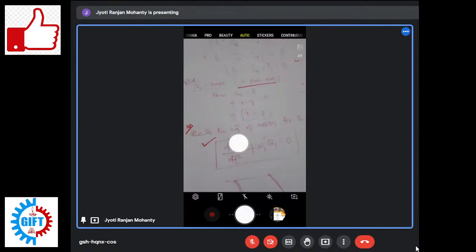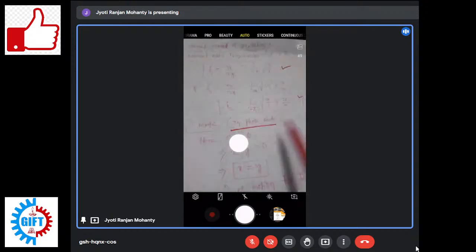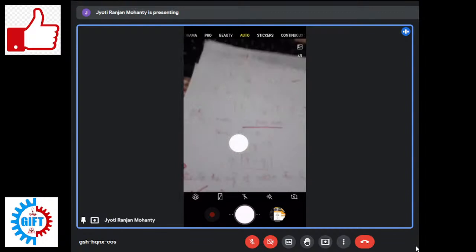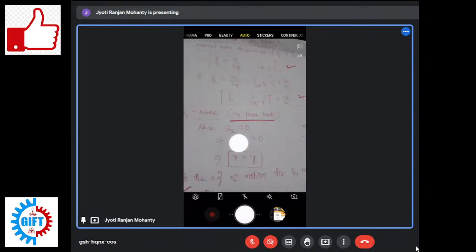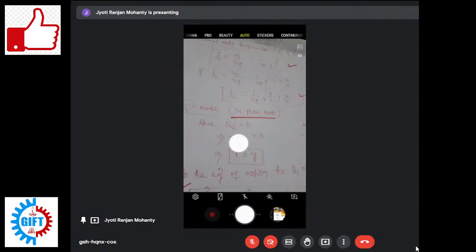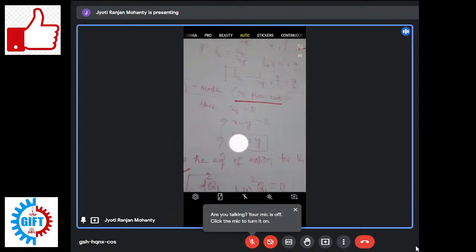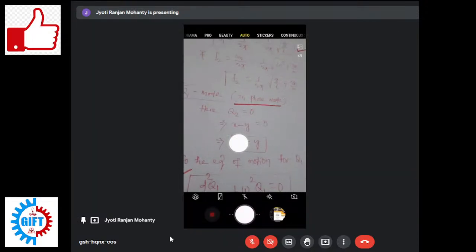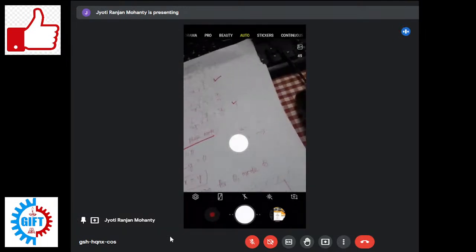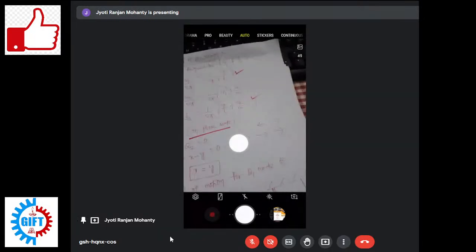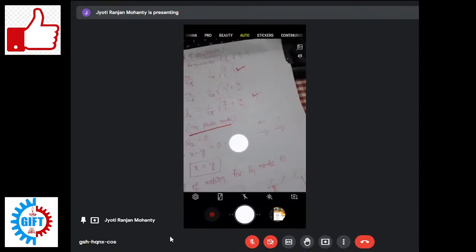Read it once. What is Q1 mode or in phase mode? You have to write in brackets, in phase mode. Because Q2 is equal to 0, x minus y is equal to 0, so x is equal to y. Listen: if the initial conditions are so chosen that x is equal to y in direction, then Q2 is equal to 0.